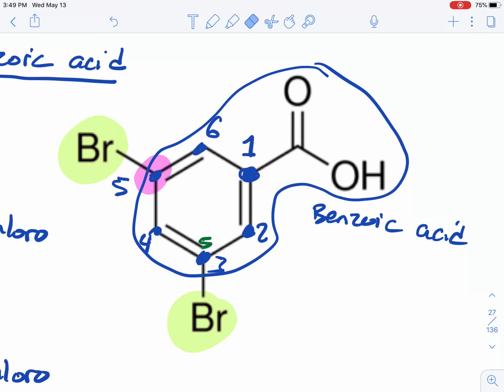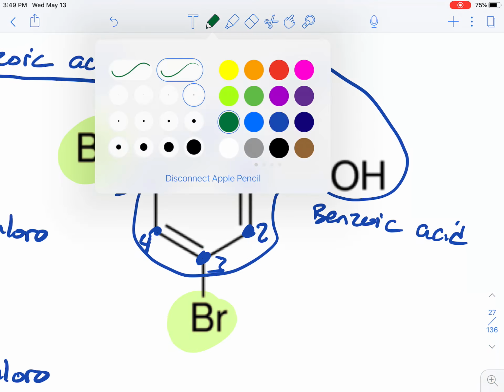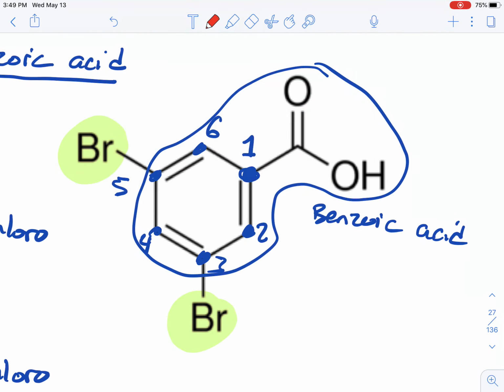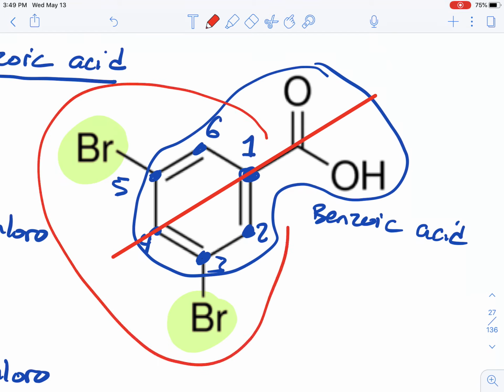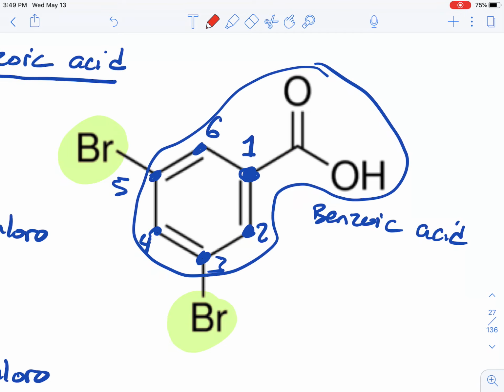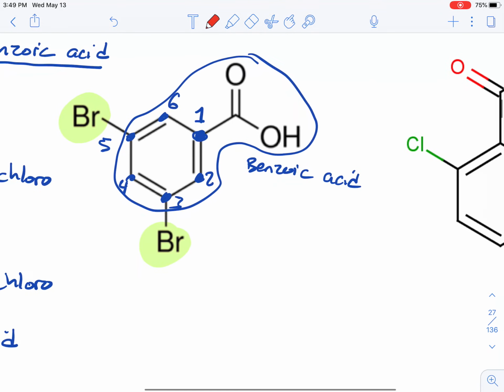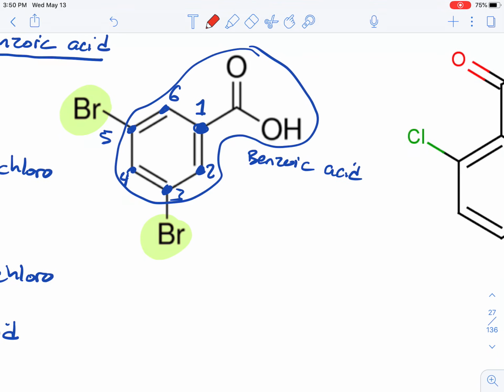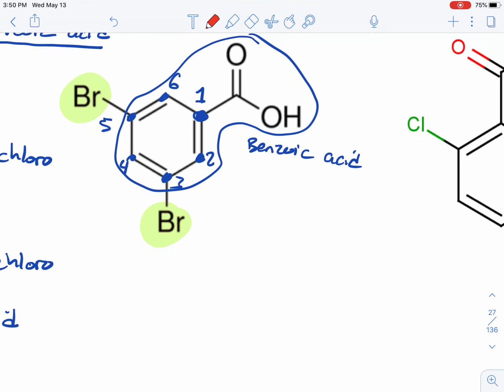If I were to draw a red line, for now I just want you to focus on this segment of the molecule. Notice how it's symmetrical. Both sides have the same substituents, and you can fold it in half and they will overlap. Little clues like that will inform us that it doesn't matter which way we number our carbons on the benzene ring, because we will end up with the same numbers.